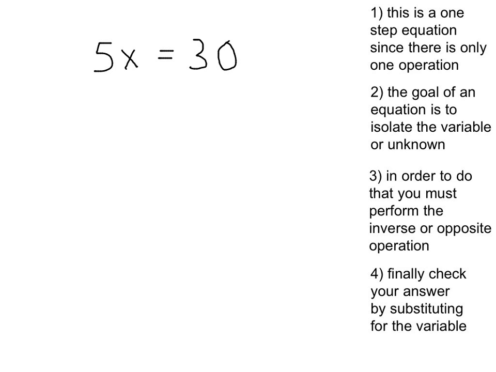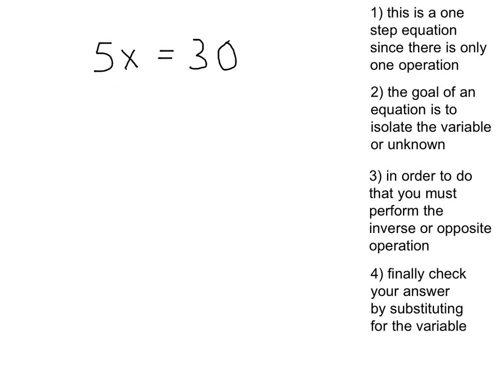Today we're going to learn how to solve equations with multiplication or division. Now, this is a one-step equation because it has only one operation. 5x means multiply. Remember, when you see the number right next to the variable like that, that means multiplication.